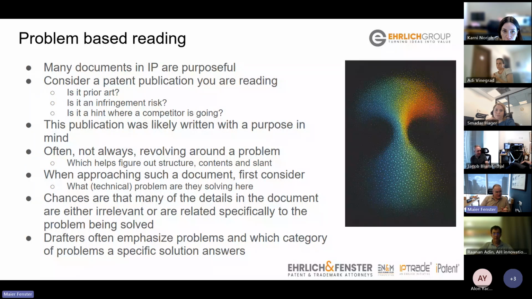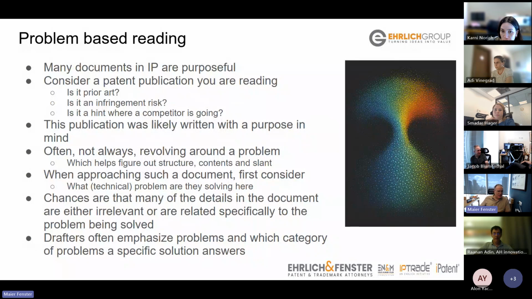So usually these documents, and especially patents, are written around the problem that they're trying to solve or trying to deal with. The minute you realize that this complicated 40-column patent is actually about a particular problem, the structure of that document and the content and the slant that they have when they're talking about things becomes much clearer. And one of the things that you get is a kind of filter.